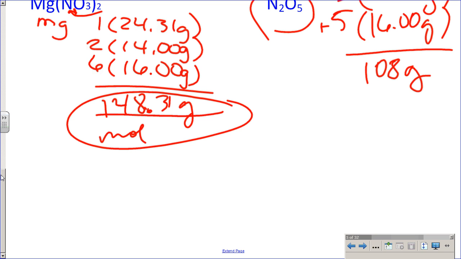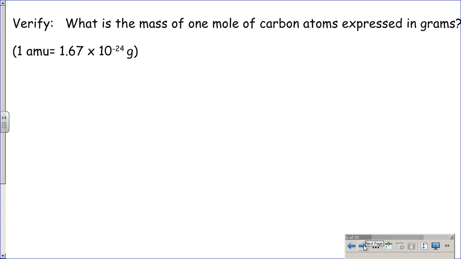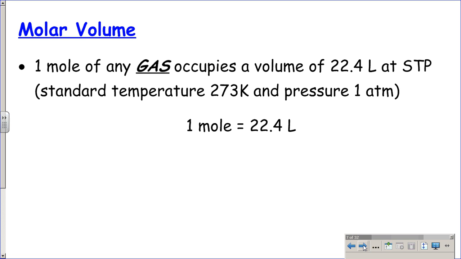Okay, so that's going to be helpful, especially when I'm asking you to convert from moles of magnesium nitrate to grams of it, or vice versa. All right, so let's get into a little bit more. Oh, we got to do one more. We got to do volume. Okay, so volume, that's the molar volume.